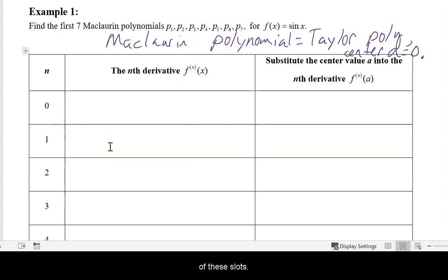We're going to compute these by taking the nth derivative of the function and writing that function in each of these slots. Then we're going to substitute the value of the center a, which for us will be 0, into that derivative and write that number here. Remember that when you plug a constant into a function, you typically get a constant out, not another function. So this column will give us functions, and this column will give us constants. Let's proceed with the process.